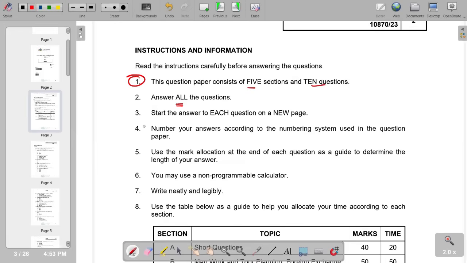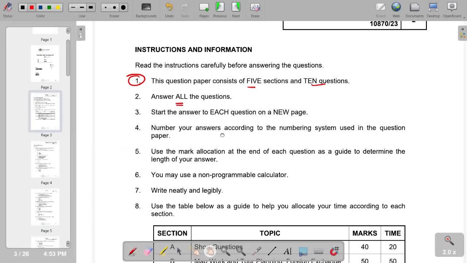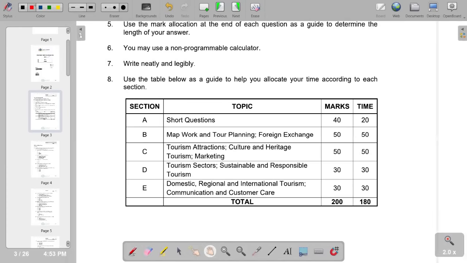So that is what we have in terms of the breakdown of the questions in the question paper. Part A has got short questions. Part B has got map work and tour planning, foreign exchange, and also tourism attractions, culture and heritage, tourism and marketing. These are the sections in this question paper, which add up to a total of 200 marks. And you are expected to spend on average 180 minutes on the whole question paper.